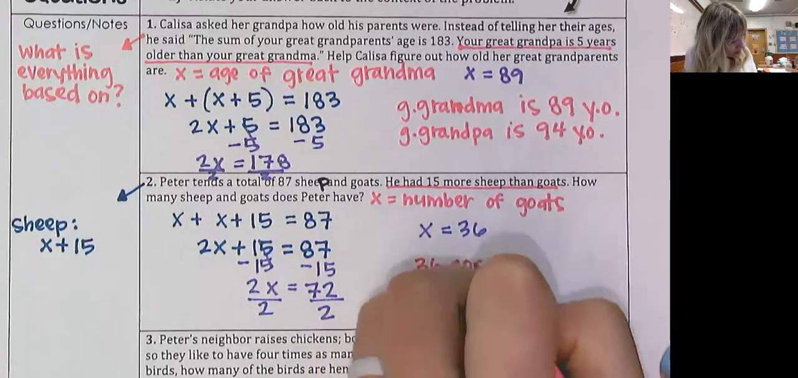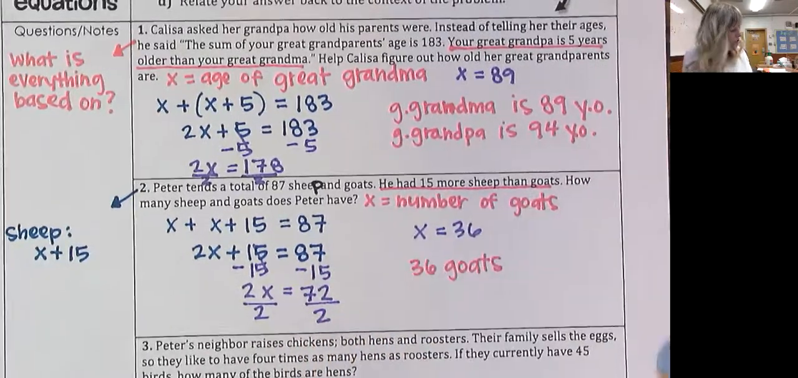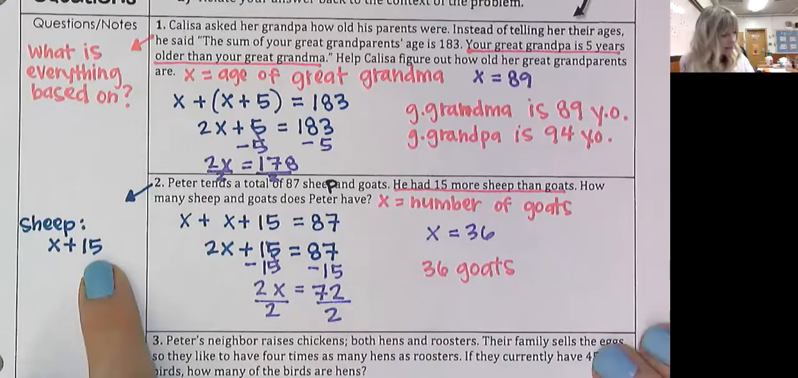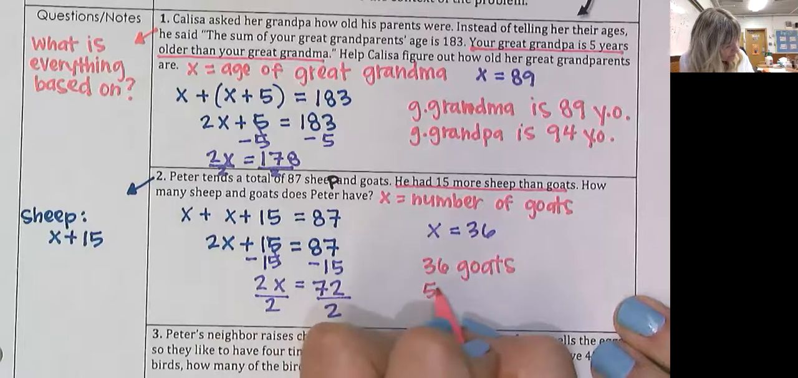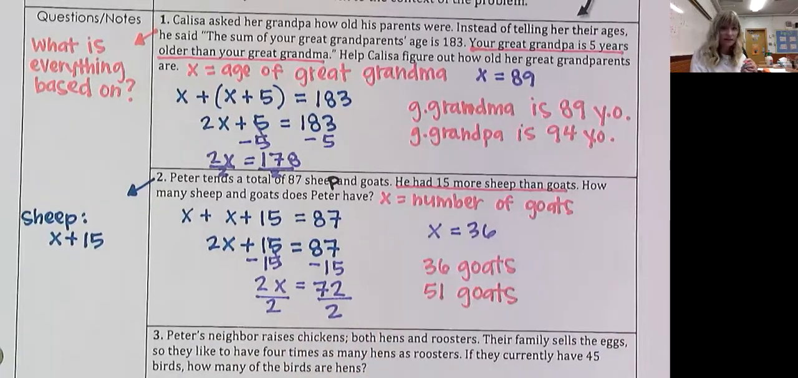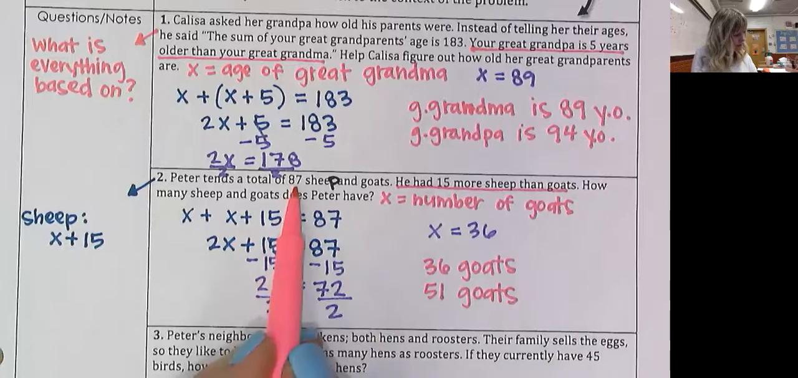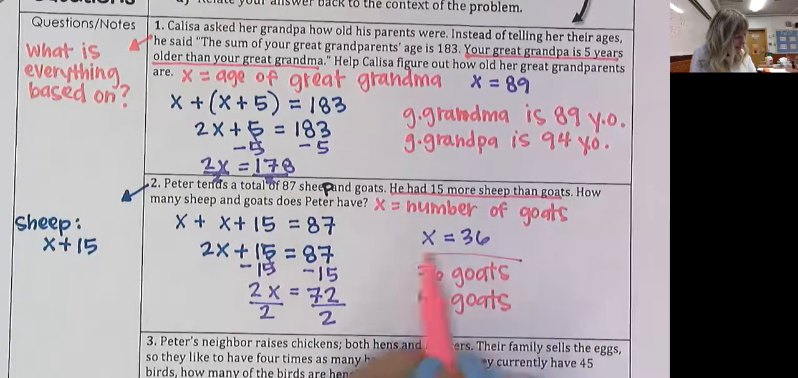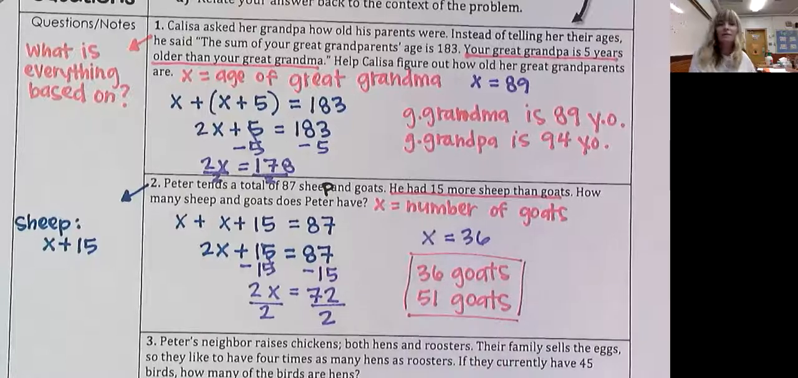36 goats. How many sheep does Peter have then? Oh, all I have to do is take 36 and add 15 to it. So that's going to make 51 sheep. And then, of course, I can check this by adding them together. Is 36 plus 51 equal to 87? Yes, it is.